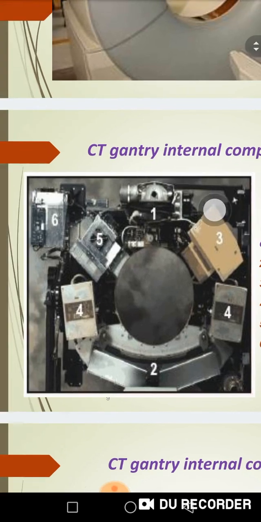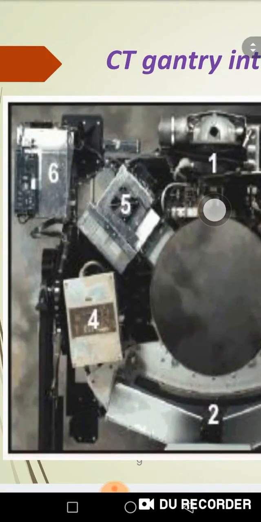So what is number 6? Number 6 is a computer. Computer number 5 can connect to the computer located outside. Do you remember the computer that is outside? It is sitting there. How can it communicate with all the computers present in the gantry through computer number 6?